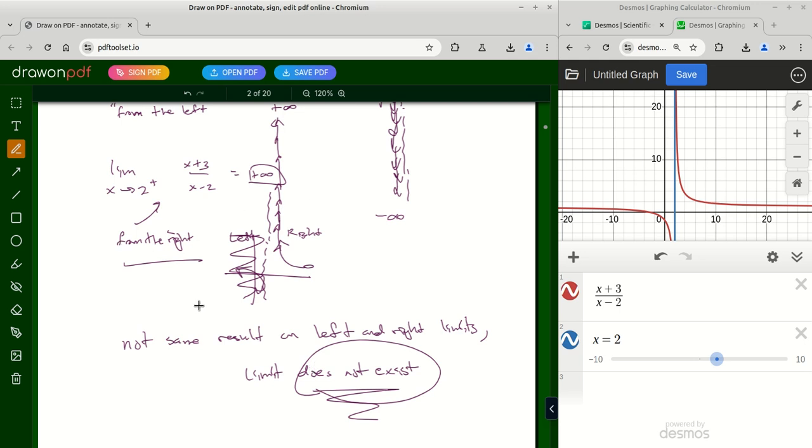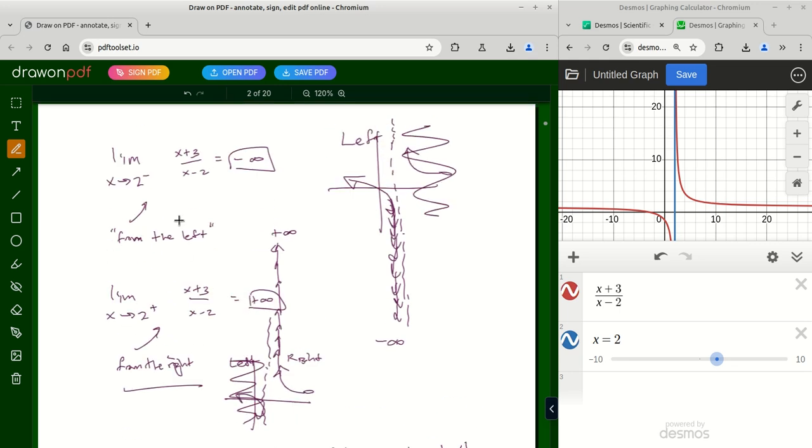But I wanted to introduce some of these concepts to you because we're going to be seeing these again on the homework in a few minutes. Okay, so from the left, from the right, and all this other stuff. Now, is there a way to do this without a graph? And yes, there is.